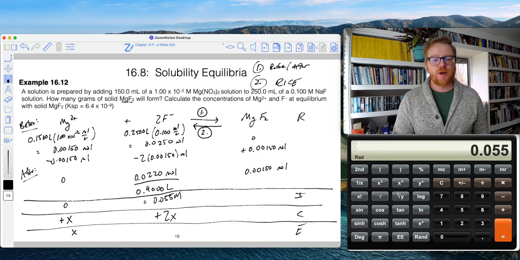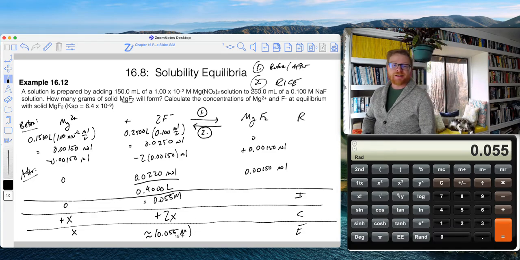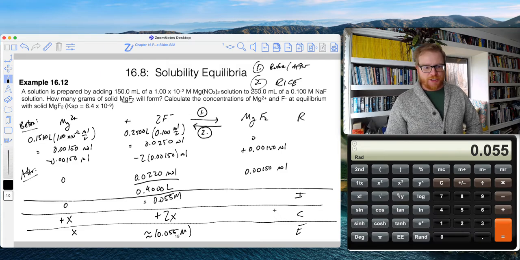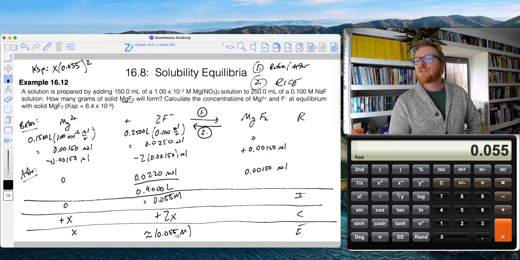But because we have such a large excess of fluoride and we expect the value of X to be small, we're just going to assume that this is going to be approximately 0.055 molar at equilibrium, right? We're not going to worry about the 2X. So you can see that this is actually not so bad. Of course, I just ran out of room for doing this calculation. So what I'm going to do now is say, okay, up here now for my final calculation, it's going to be KSP equals this value of X times this value right over here, 0.055 molar, all squared.